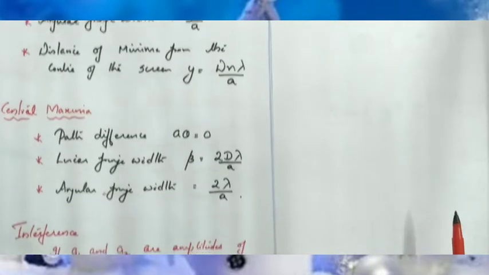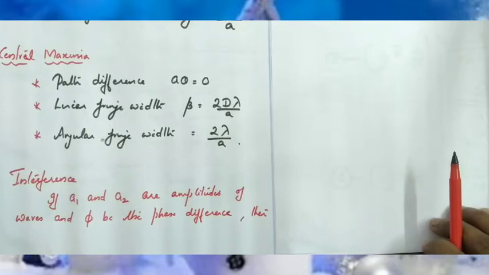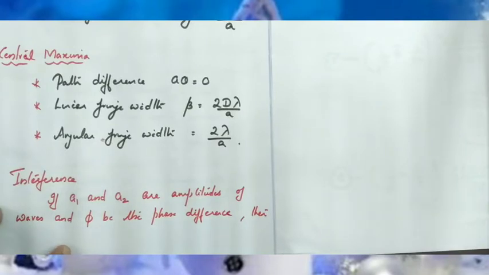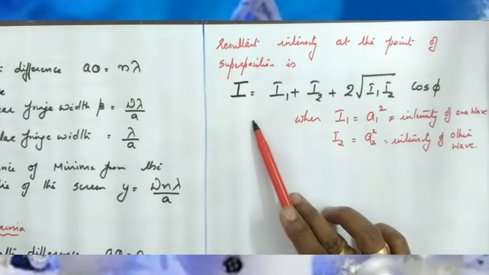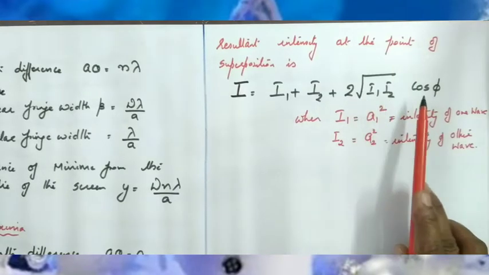Now along with that, in interference, this formula also you have to keep in mind. If A1 and A2 are the amplitudes of the waves, so usually in Young's double slit experiment, we have taken the amplitude of the two waves are equal, capital A we have taken. If A1 and A2 are the amplitude of the waves and phi is the phase difference, then resultant intensity at the point of superposition is given by I equals I1 plus I2 plus 2 root I1 I2 cos phi.